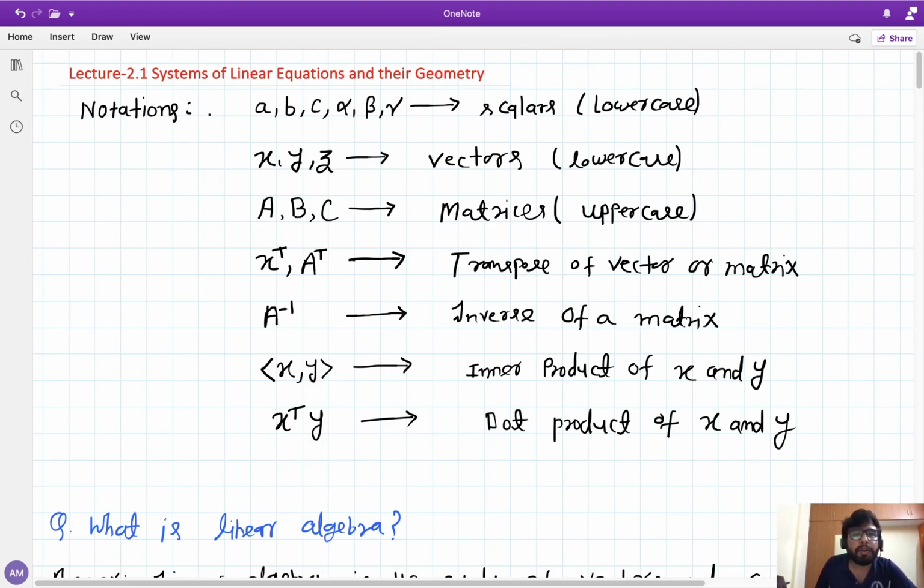So let's start with the notations. I will be using scalars with lowercase such as a, b, c, alpha, beta, gamma. Then vectors, and we will be following the same notation throughout the lecture series. Vectors will be represented with lowercase, say x, y, z. Matrices will be represented in uppercase, say A, B, C. Then x transpose, A transpose is the transpose of a vector or matrix. A inverse is the inverse of a matrix. Don't worry if you don't know about the transpose or inverse, we'll discuss it.